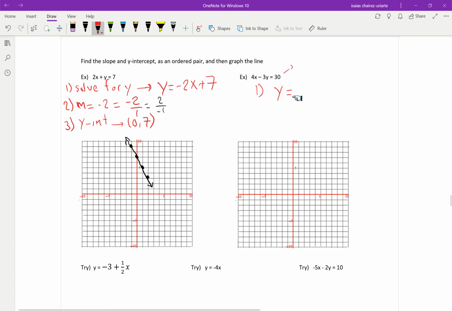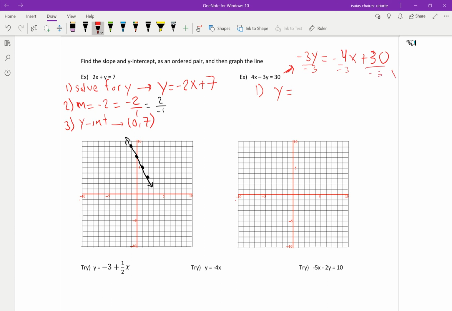The first thing I have to do in order to solve for y is subtract 4x. So negative 3y equals negative 4x plus 30. The reason this is a negative 4x is because I subtracted 4x from both sides. And then the next thing I'm going to do is divide everything by negative 3.